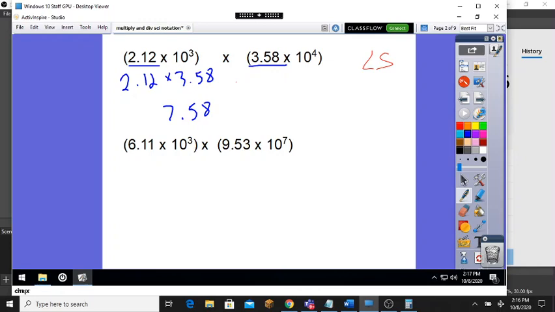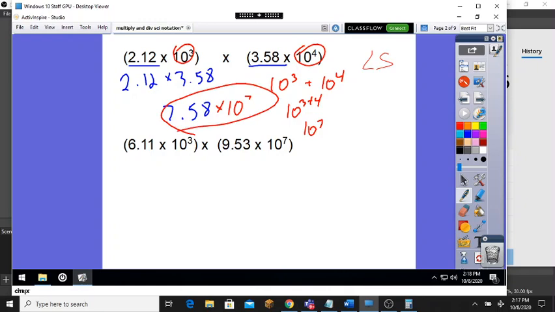Now what do we do with the exponents? These guys right here. When you're multiplying, it's actually asking you to just add the exponents. So 3 plus 4 is 7. And, whoa, that's a big 7. It should not be 107, it should be times 10 to the 7. And there we go, that's the answer. That's all you have to do.